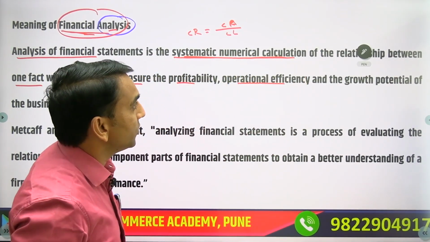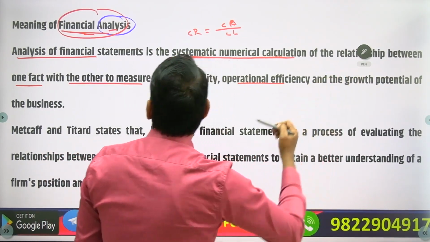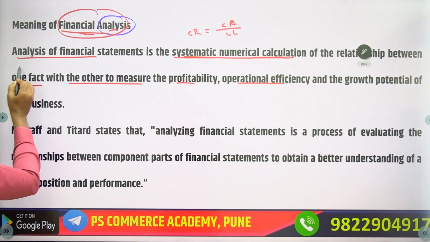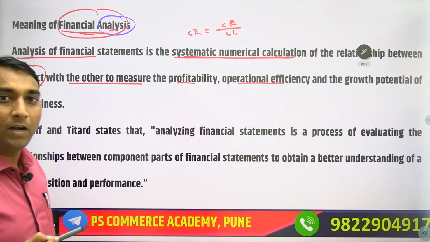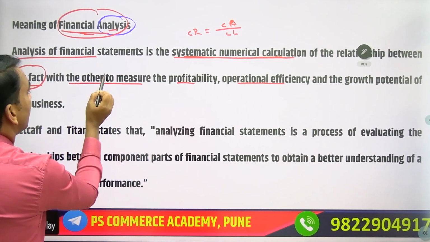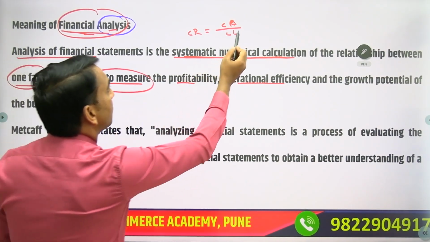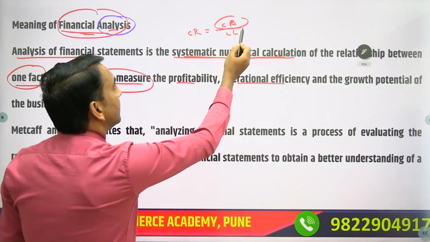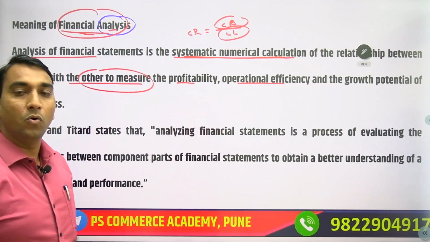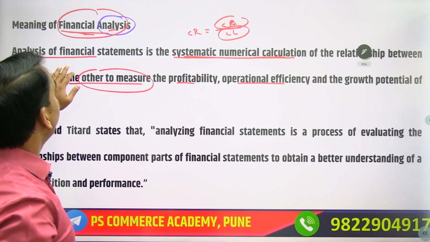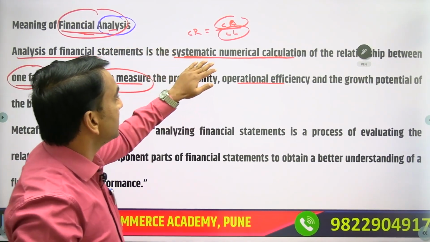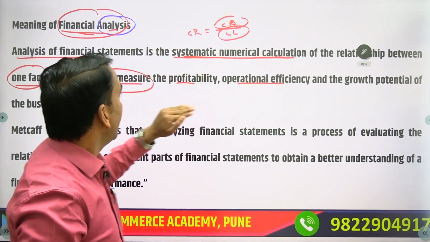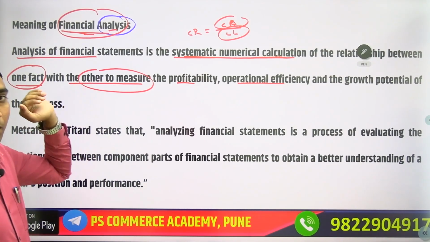Systematic numerical calculation of the relationship between one fact with another. So this is one fact: current asset is one fact and current liability is another fact. So what is the financial analysis? Financial analysis is the systematic numerical calculation of the relationship between one fact with another.